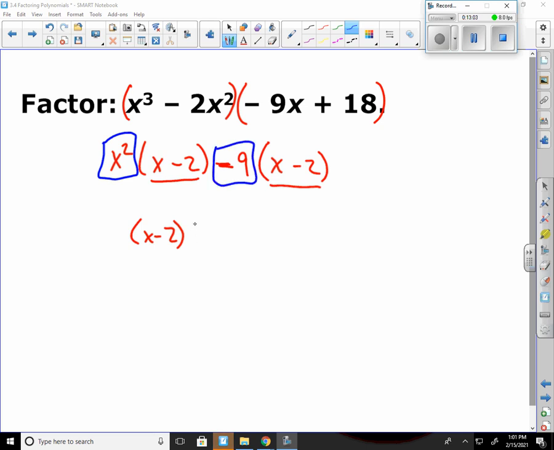X squared minus 9. Perfect square, no term in the middle. Tells me that I can recognize this as x minus 2 times x minus 3 and x plus 3. And that's fully factored.